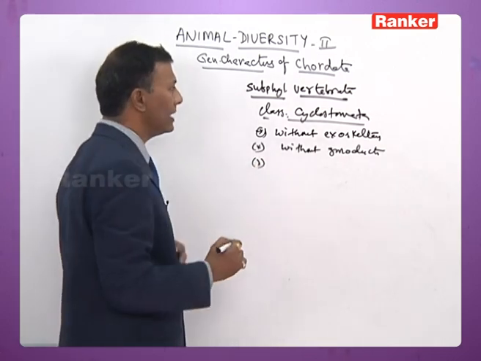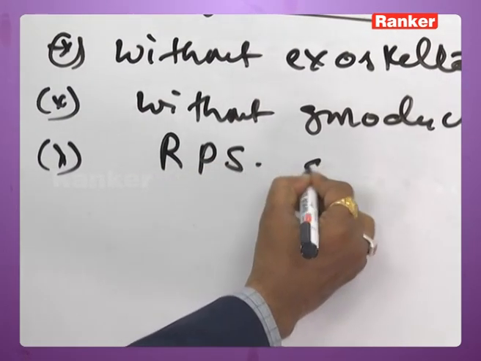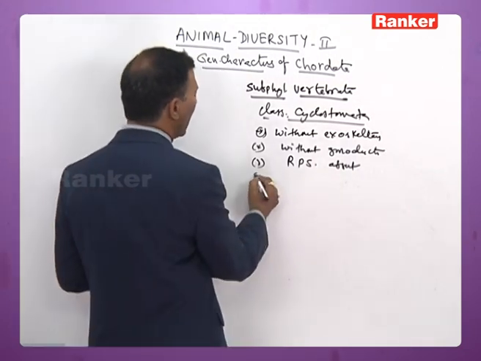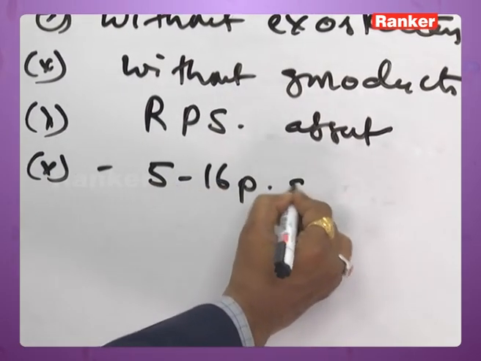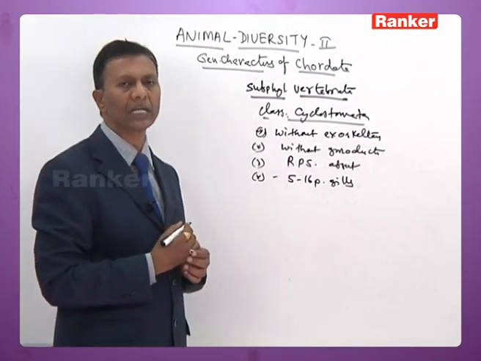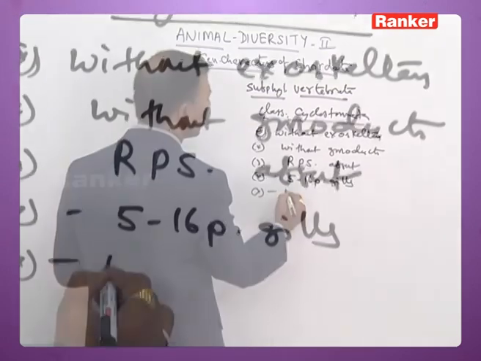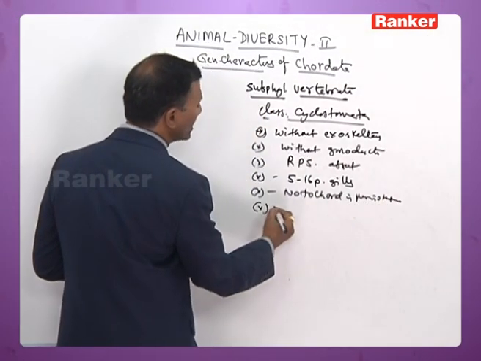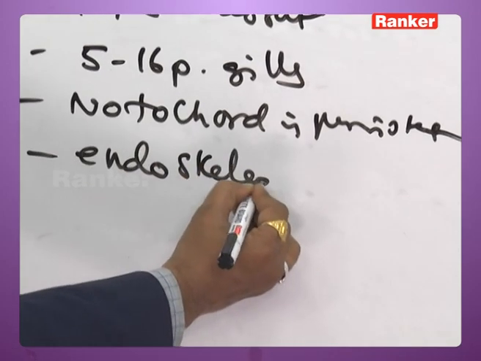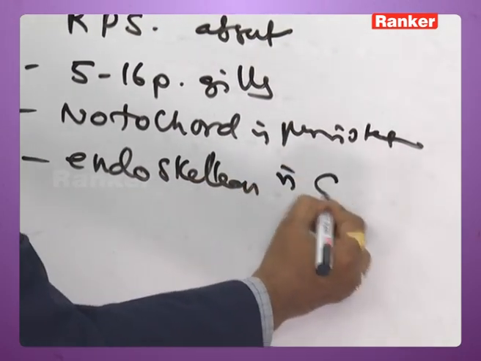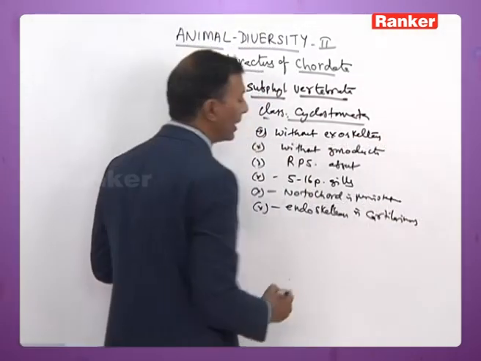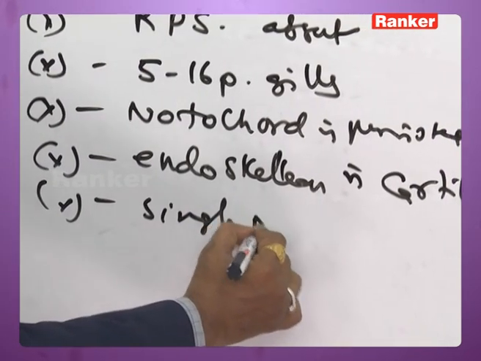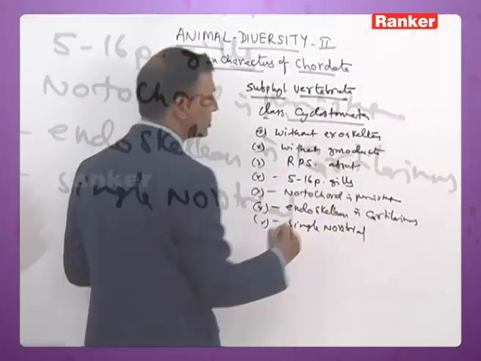And like mammalia, even in Cyclostomata, the renal portal system is absent. Then Cyclostomata have about 5 to 16 pairs of gills. In Cyclostomata, the notochord is still persistent. Endoskeleton is cartilaginous. They have a single nostril, hence they are also called monorhinians. A single narial aperture is present.